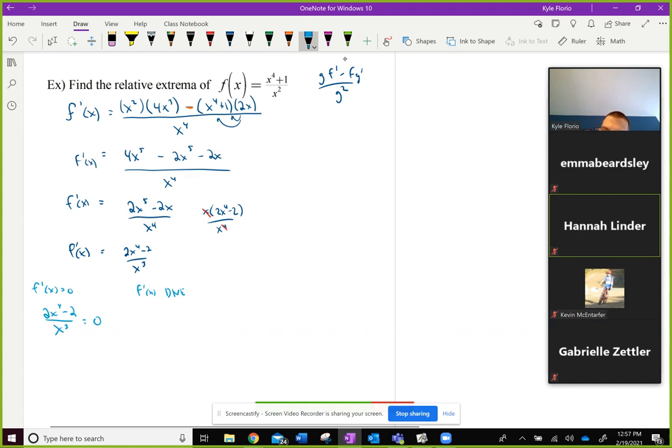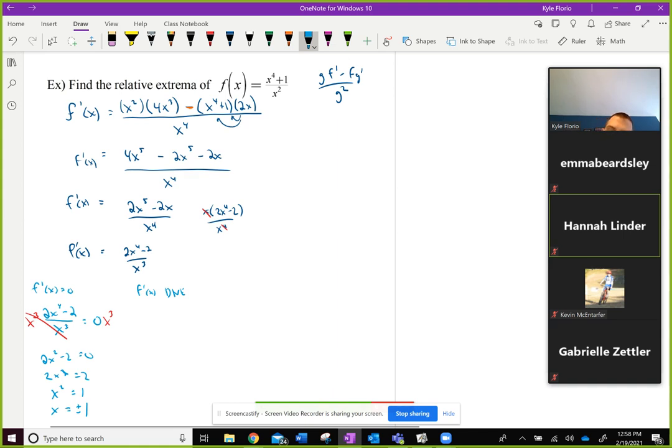So I really just need the numerator to be 0. You can think multiply both sides by x cubed if you want. Algebraically, you can think of it like that. But really, I just need the numerator to be 0. So 0 times x cubed is still 0. So that's the numerator. So add 2 to both sides. 2x squared equals 2. Divide both sides by 2. We get x squared equals 1. So x equals plus or minus 1 is where we have critical numbers.